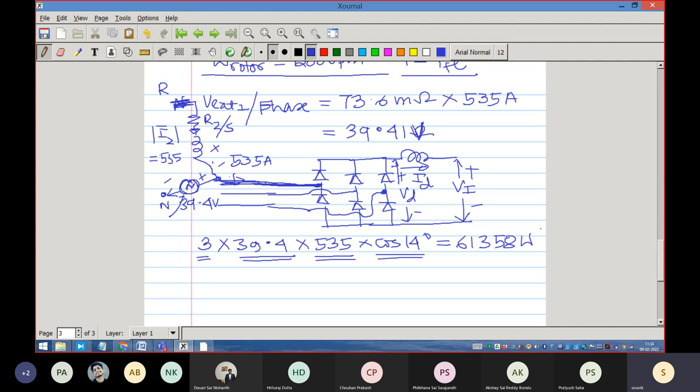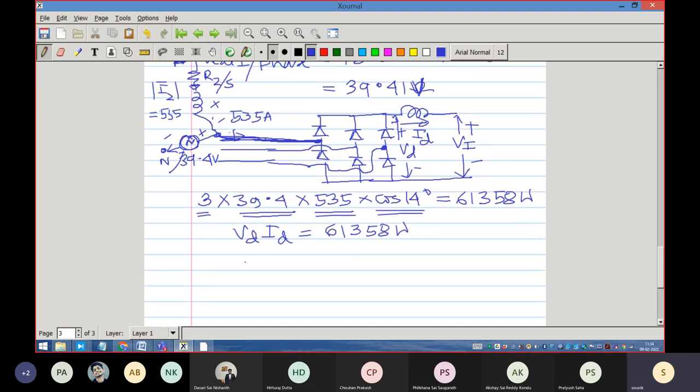Assuming the diode drops and ignoring all other drops, it must be equal to VD into ID. VD into ID must be equal to 61,358 watt. Now, how do I know ID? What is the shape of ID? ID is a DC quantity.